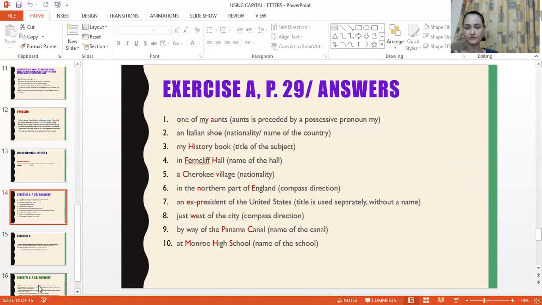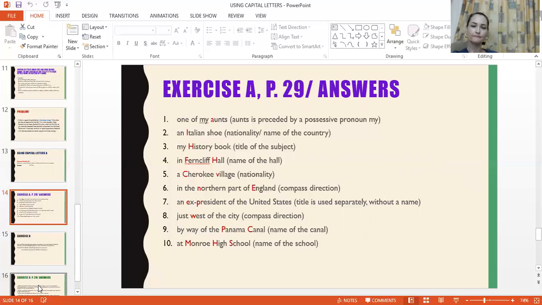That's all. So it's the same as an English village, an Italian village, a Russian village. We would capitalize the nationality, but we would not capitalize the word village because it's not the name of this village. It's one of many villages built and inhabited by the Cherokee tribe. Okay. 6. In the northern part of England. Here, as I said, if it were northern England, we would capitalize both words, but it's northern part. It's just a compass direction. We do not capitalize northern in this case.